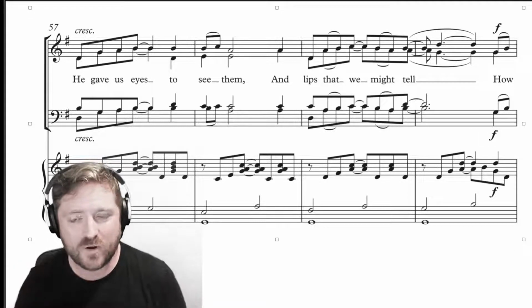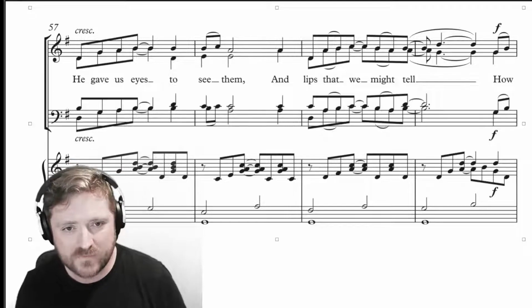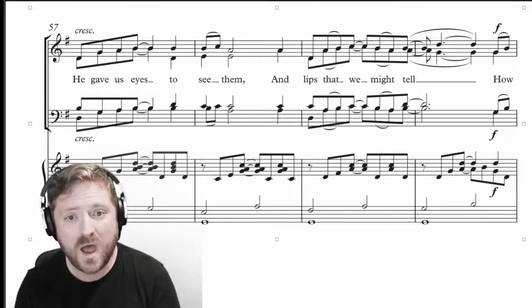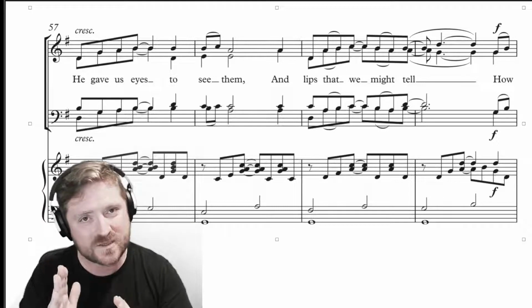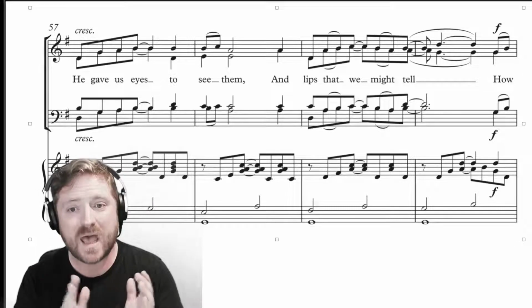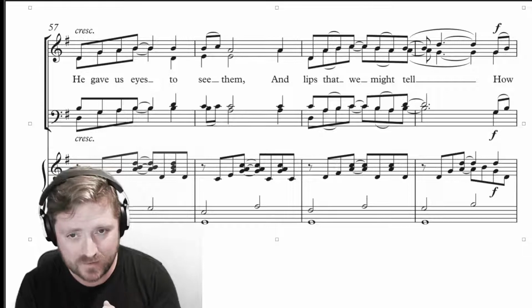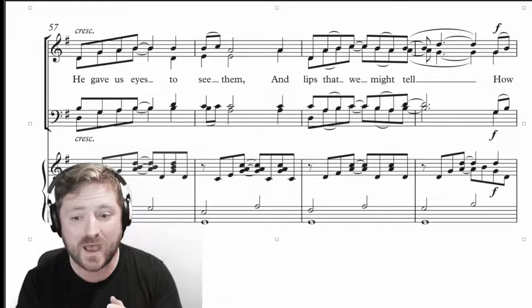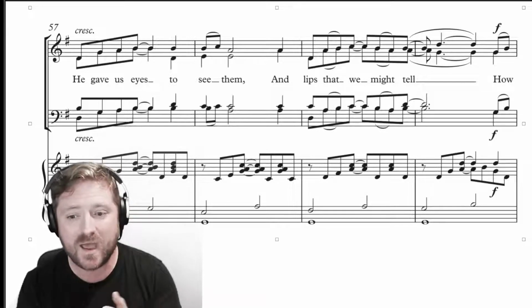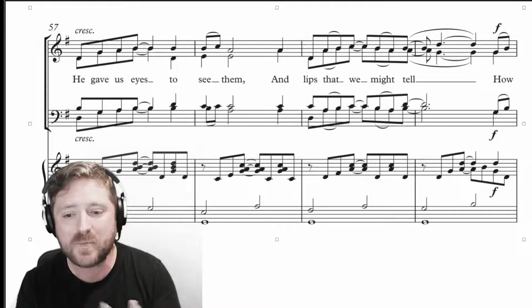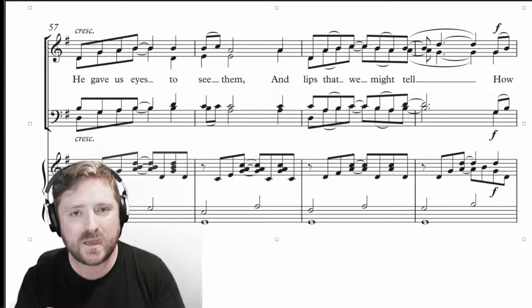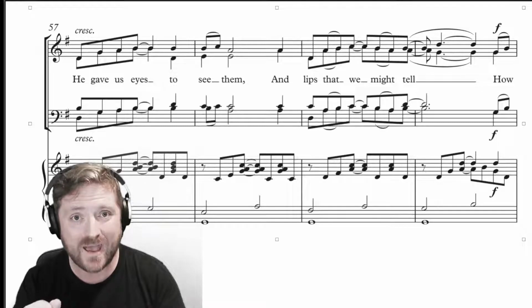It's just a little throwaway line, but the number of times I've had choirs going, "He gave us eyes to see them and lips that we might tell," and they square it off. It's lips that we might tell. Say it with me. Lips that we might tell. One more time. Lips that we might tell.